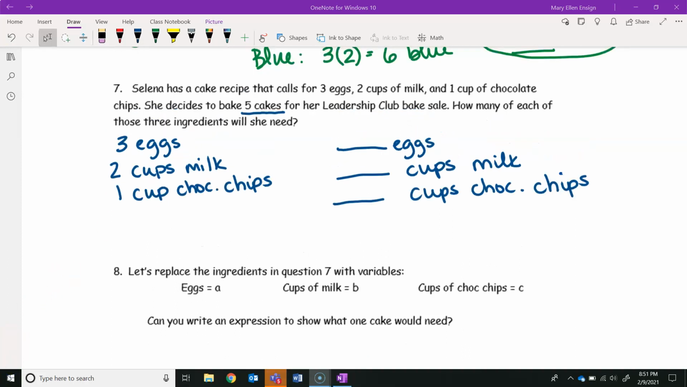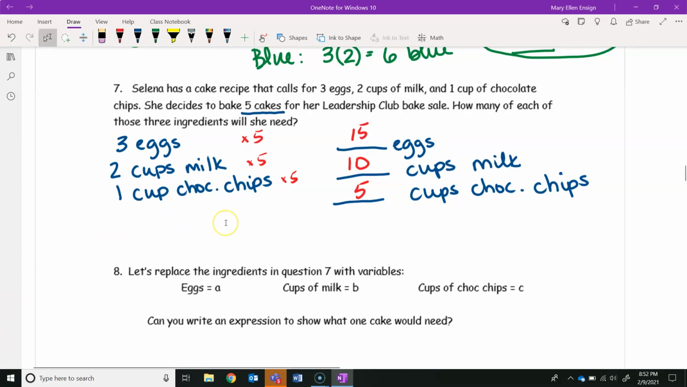Okay, so we're back to figure out about this cake. She wants to make 5 cakes, and each cake uses this many ingredients. If she needs 3 eggs for 1 cake, then for 5 cakes, she'll need 5 times that many, so she'll need 15 eggs. 2 cups of milk for each cake times 5, she'll need 10 cups of milk, and 1 cup of chocolate chips times 5, she'll need 5 cups of chocolate chips. So she didn't just multiply the eggs. She needs 5 times as many eggs and cups of milk and cups of chocolate chips.